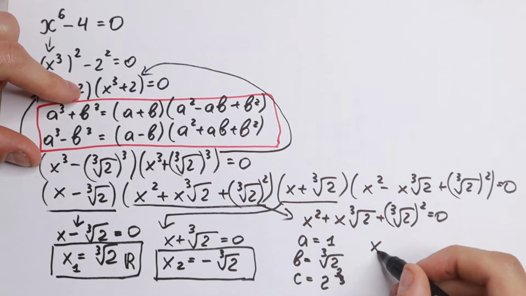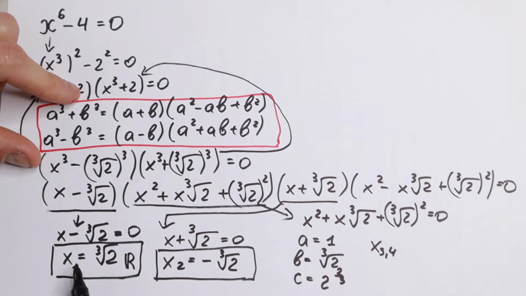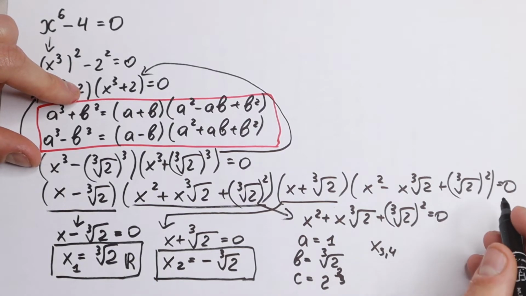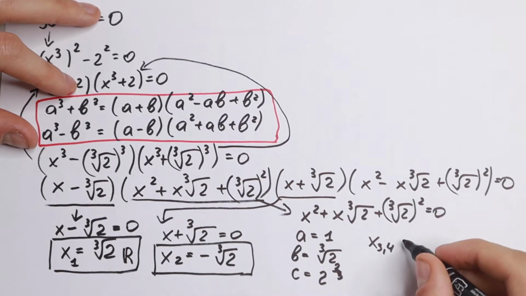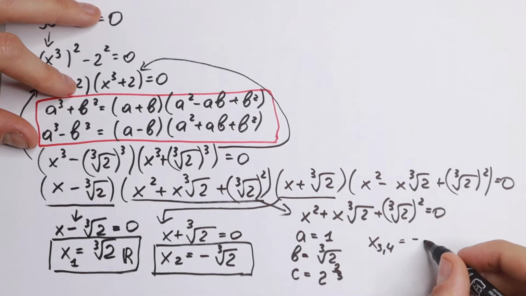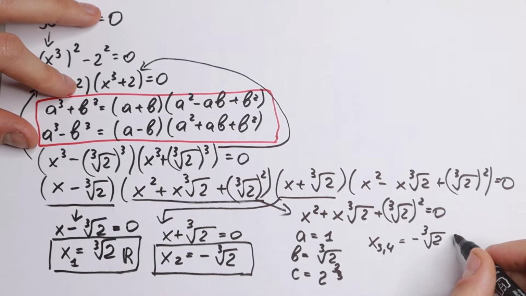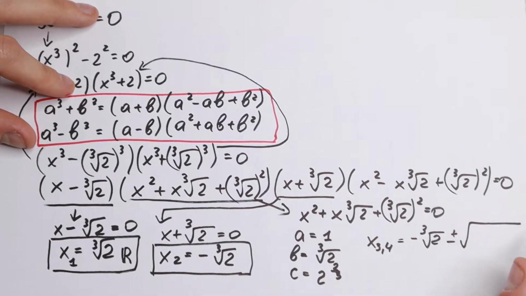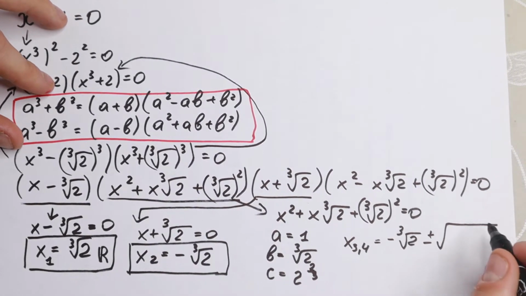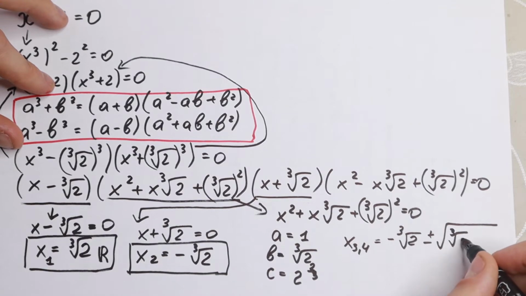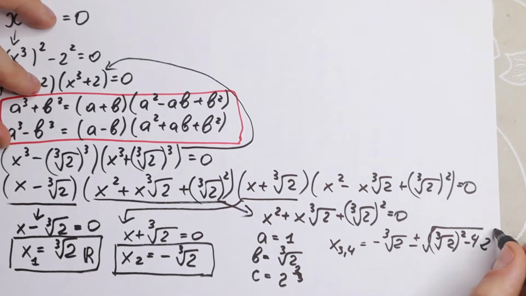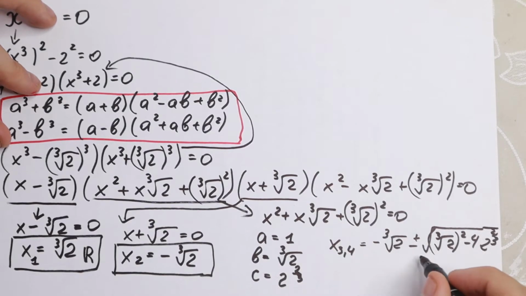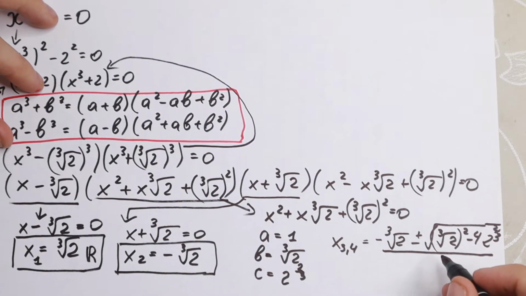So right here we will have x3 and x4, because right here we had first and second. So let's solve it. We will have our formula: minus b, we will have cube root of 2, plus minus square root of the discriminant. We will have cube root of 2 to the second power minus 4 times 2 to the power 2/3, and dividing all these by 2.